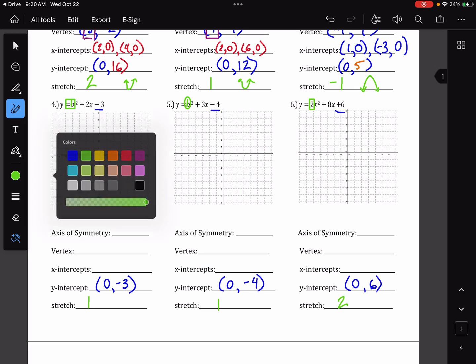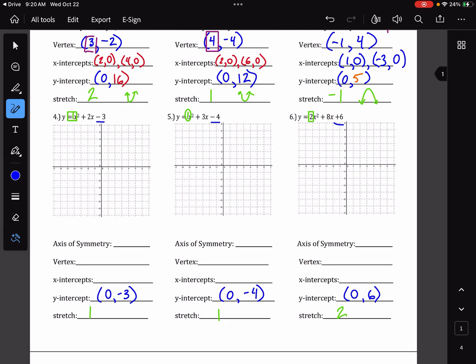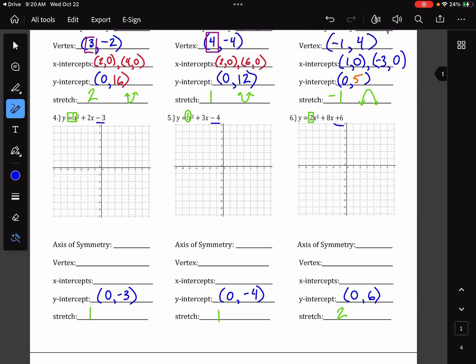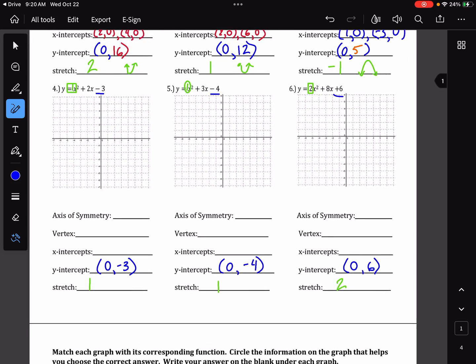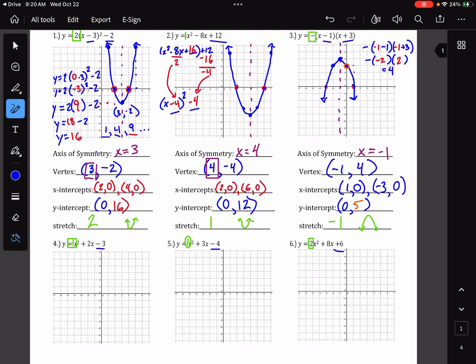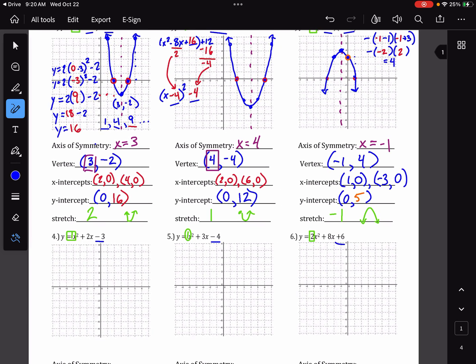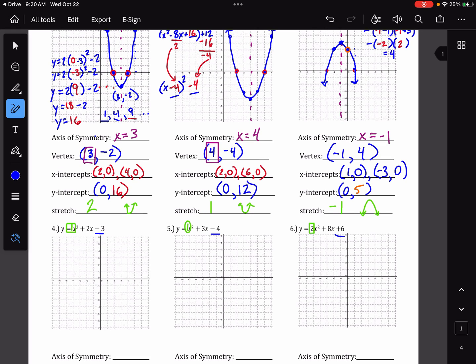From here, this is where you get to decide, do you want to complete the square and get your vertex form like we did for number 2? Or do you want to factor and come up with your x-intercepts and kind of work backwards from there like we did for 3? So it's up to you. Not everything is factorable. Some things are not nice to complete the square.